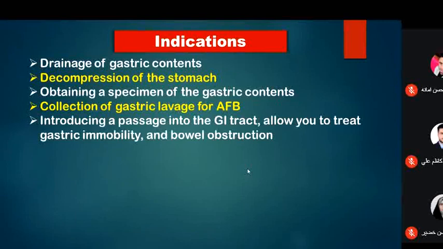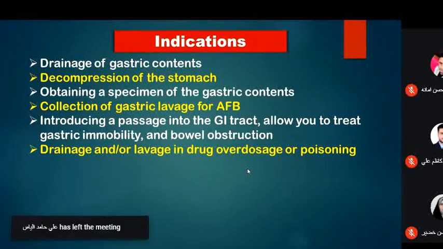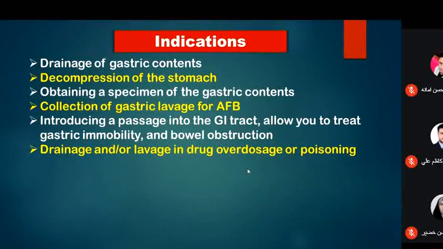Introducing a passage into the GI tract allows you to treat gastric immobility and bowel obstruction. You pass to the GI tract through the NG tube. Drainage and or lavage in a drug overdose or poisoning. This is one form of decontamination, which is a principle, a part of management of poisoning and intoxications, whether due to poisonous material or drug overdose. Gastric lavage is very important, especially immediately after taking the poisonous material or drug overdose.